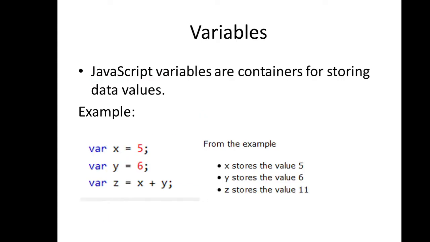Variables. JavaScript variables are containers for storing data values. Example, we have here var x is equal to 5, var y is equal to 6, and var z is equal to x plus y. For this example, x contains the value 5, y equals 6, so y stores the value 6, and z is equal to x plus y. We should remember that x contains 5 and y contains 6. So 5 plus 6 will be equal to 11, and 11 will be stored in the variable z.